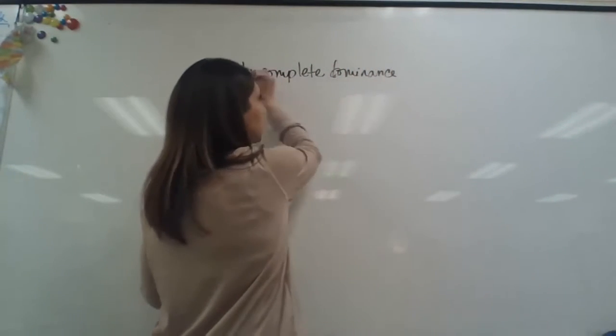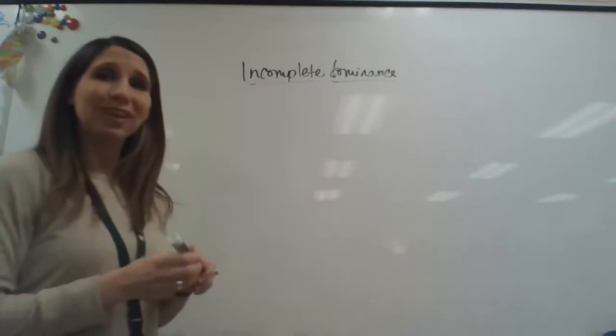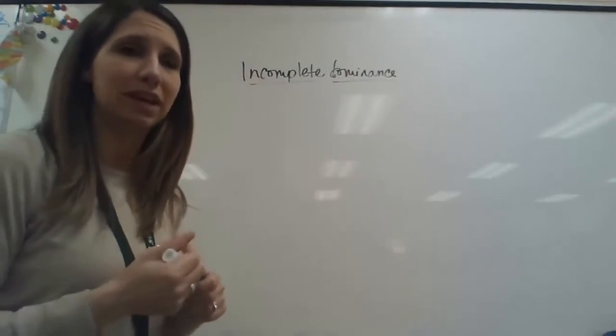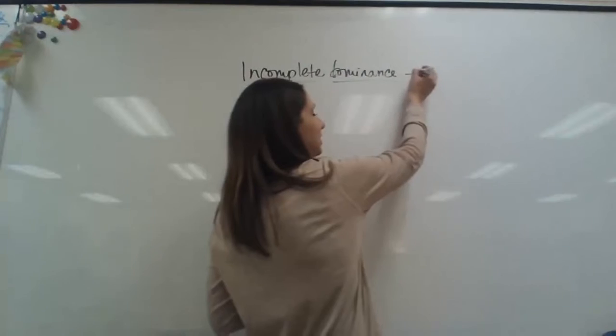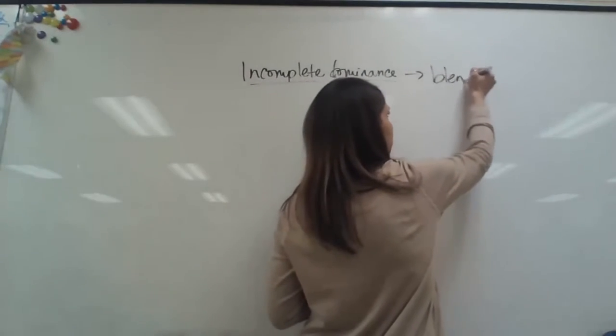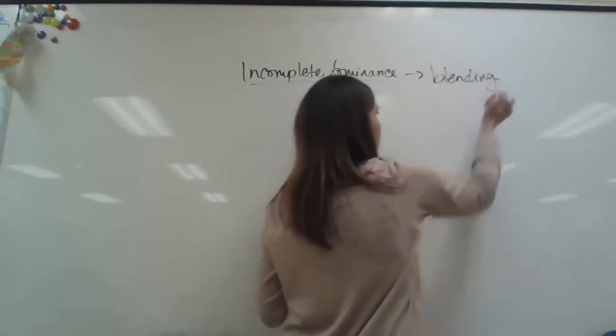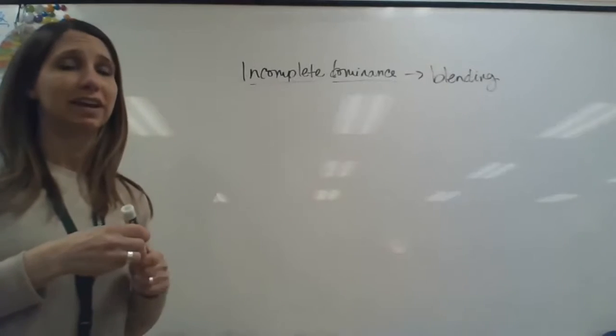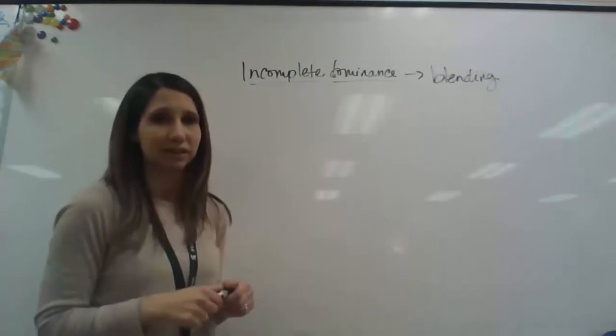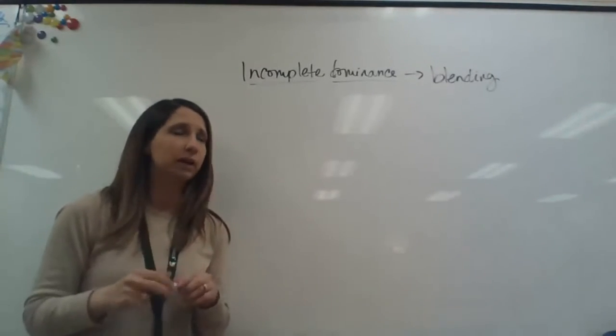All right. So when we think about incomplete dominance, remember what we said is we're going to get a blending of two separate alleles. All right. And I like to really think about it like paint colors blending. That's how I've always thought about it.